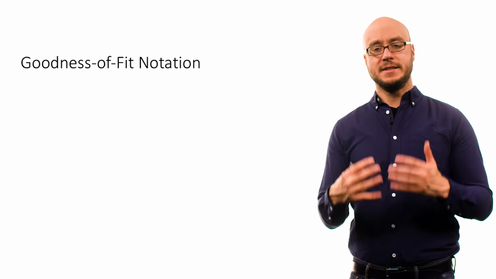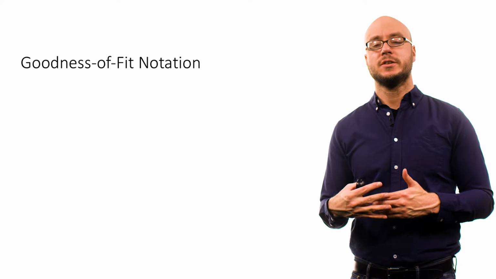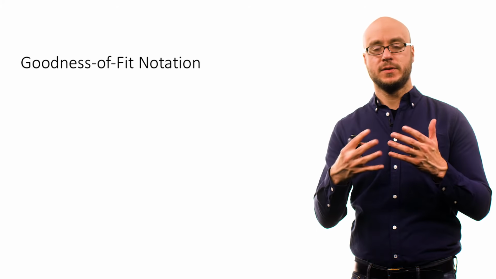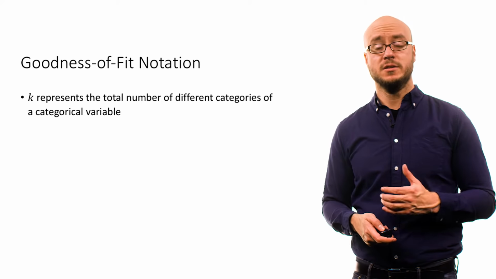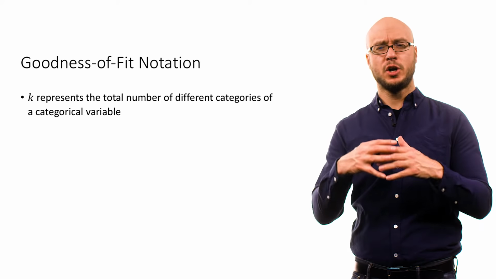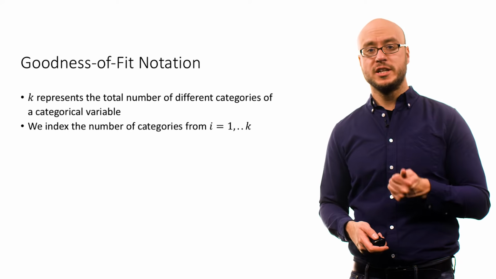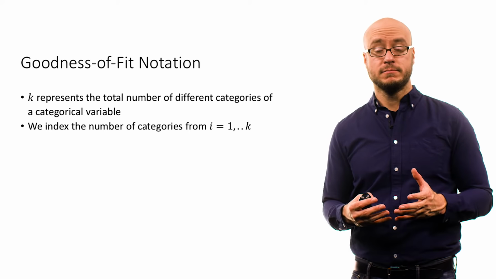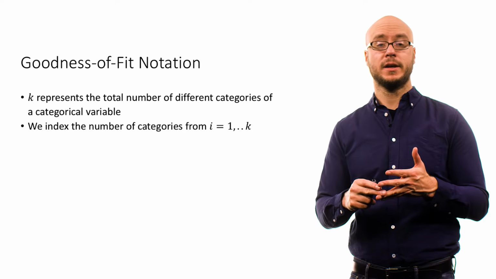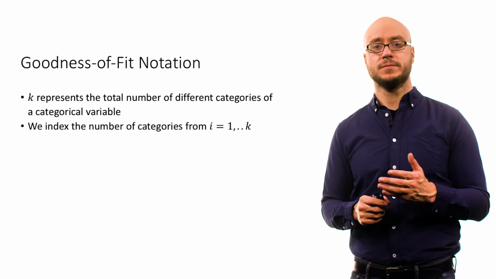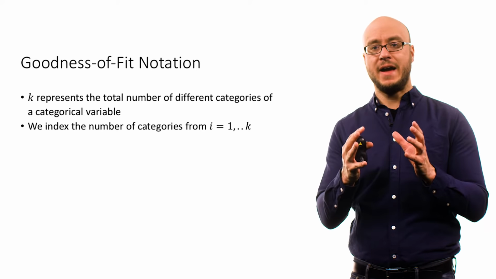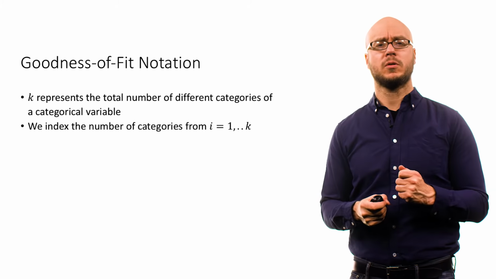The goodness of fit test has a certain kind of notation. The notation varies somewhat depending on what field of study you're in, but in general, the notation is as follows. We use K to represent the total number of different categories of some categorical variable. So in the religion example, K would equal 3, right? Because we have Protestant, Catholic, and people with no religious affiliation. Those are just the different levels of a factor or different categories of a categorical variable.